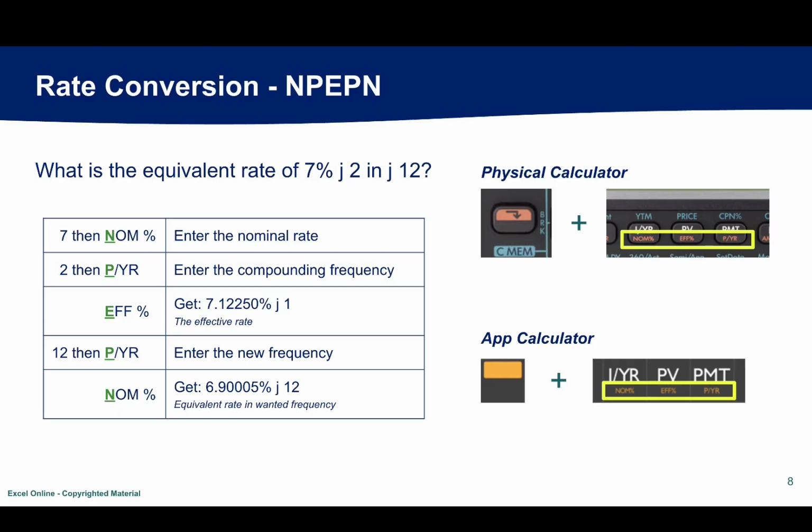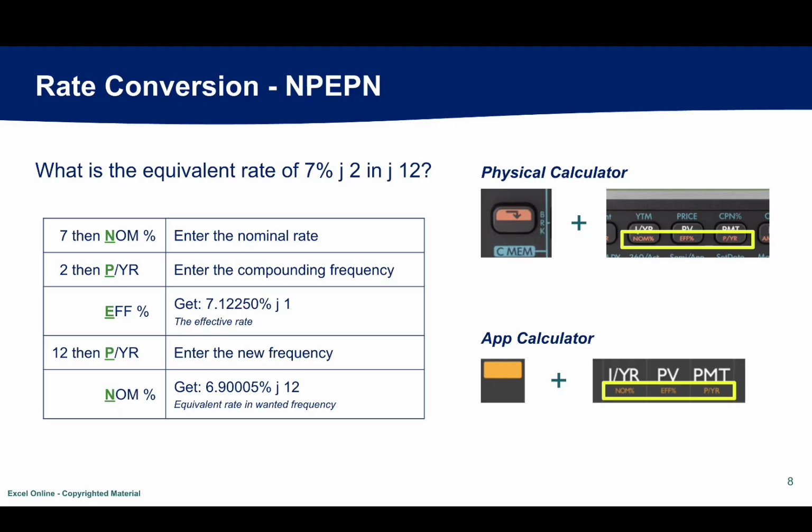So we press 7, then Shift, then nom. Second, PYR. The rate is a J2, so we press 2, then Shift, then PYR. Third is E, which is F, or EFF. We press Shift, then EFF, and the calculator translates the 7% J2 rate into a J1 rate.